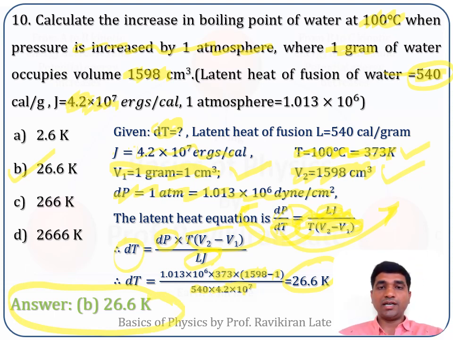So the increase in the boiling point of liquid water when it boils at 100 degrees Celsius, due to the increase in the pressure by 1 atmosphere, is that its boiling point will increase by 26.6 degrees Kelvin.